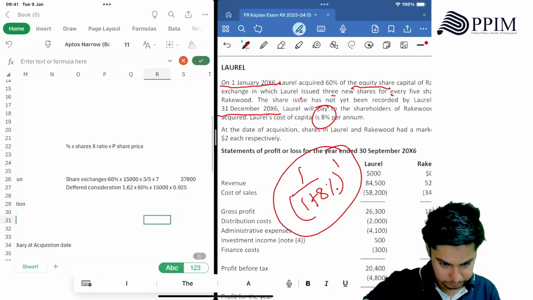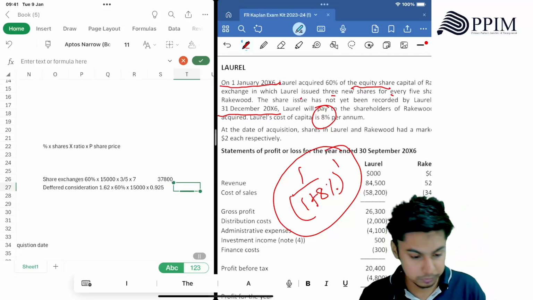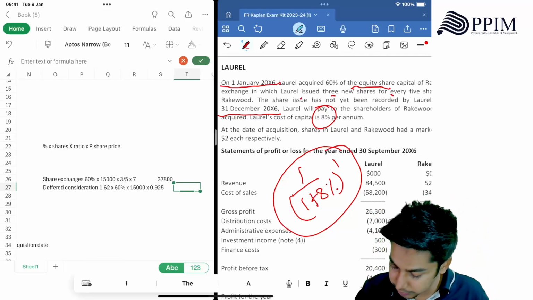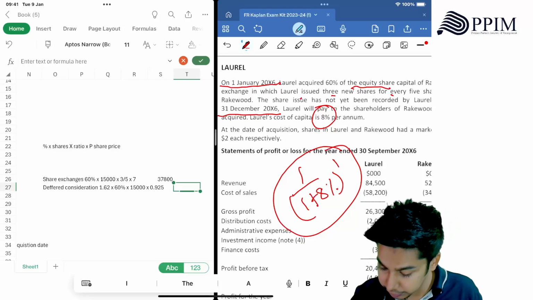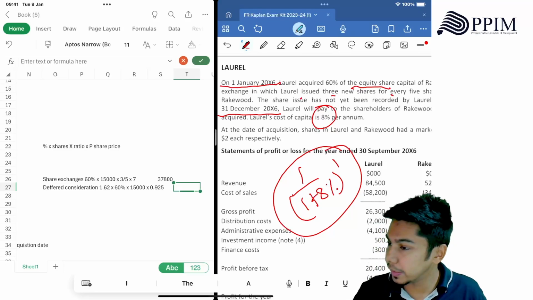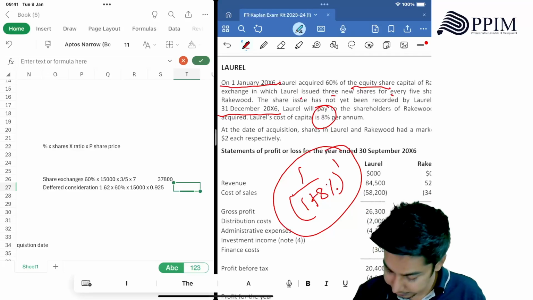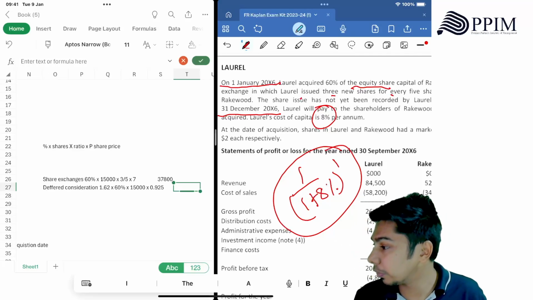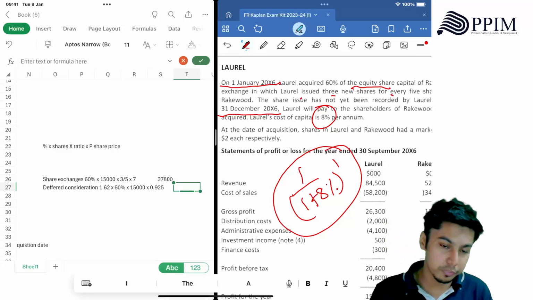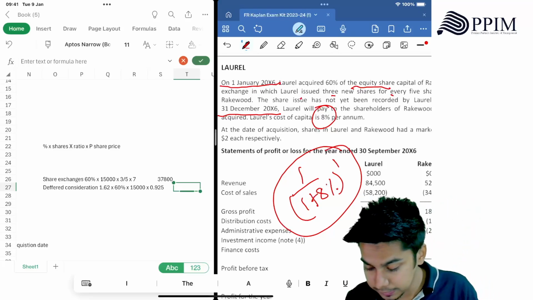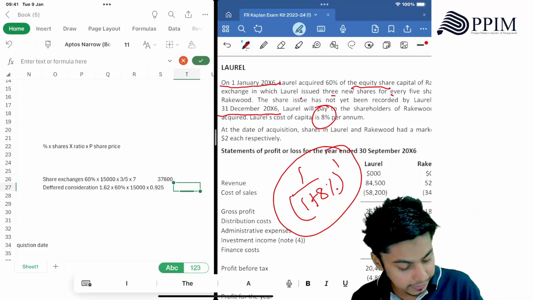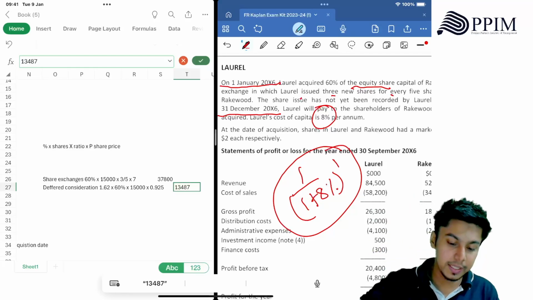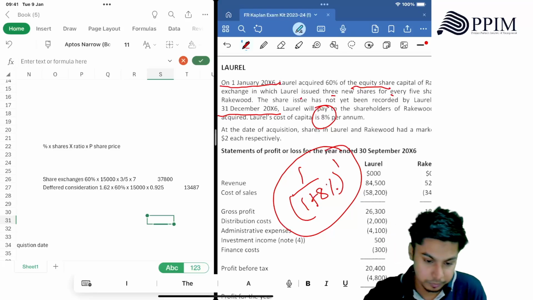Deferred consideration. 1.62. Online students, are you all okay with this one, guys, with the discounting factor? All good? 15,000 multiplied by 0.925. So guys, I am getting 13,486.5. Shall we round it off? Let's round it off to 13,487. Let's round it off this way.